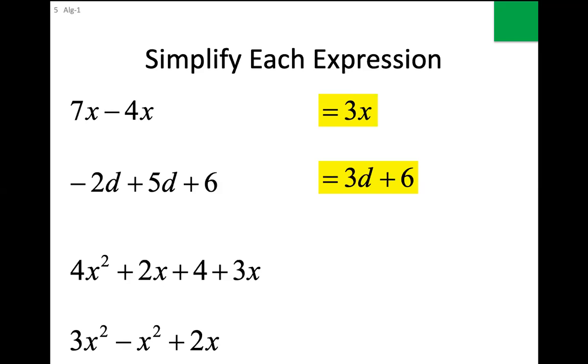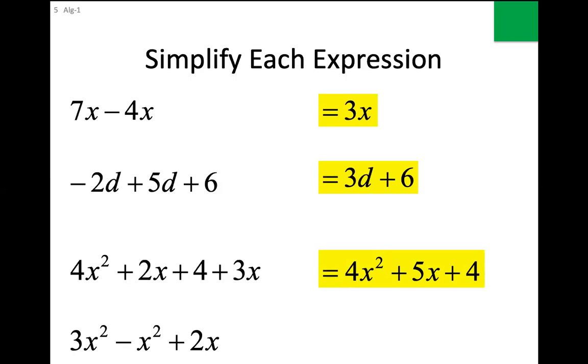All right. Who wants the next one? 4x squared plus 5x plus 4. So the only like terms on this third one are what? 2x and a 3x, and that's 5x. So that's good job. We okay?